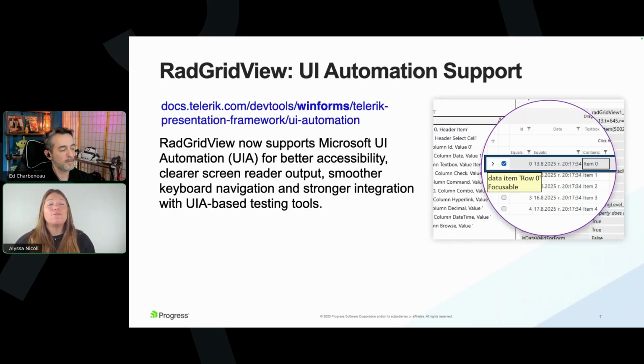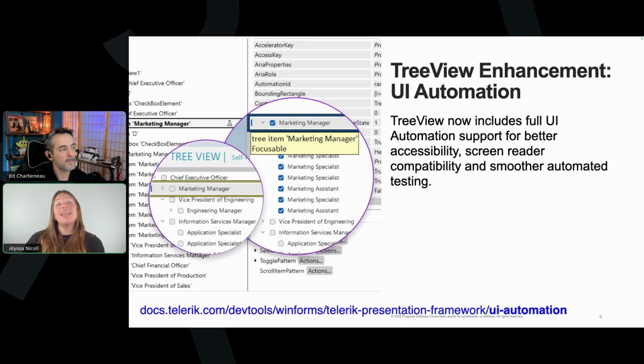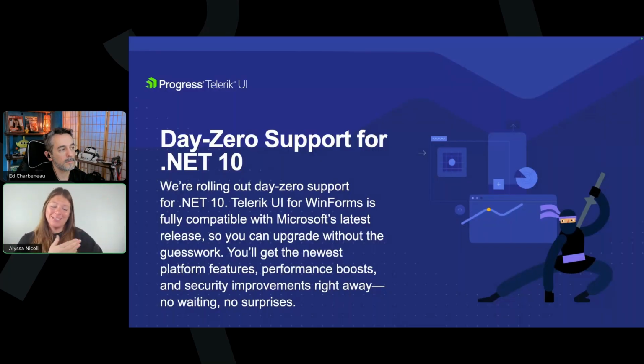Last quarter, we also added full UI automation support to Rad Grid View. Screen readers get clearer announcements, keyboard navigation is more consistent, and UIA-based testing tools work smoothly for enterprise compliance. TreeView now includes full UI automation support for better accessibility, screen reader compatibility, and smoother automated testing. And of course, day zero support for .NET 10. I know Ed mentioned this, but for all the products that I'll be covering, that is applicable, including for WinForms.